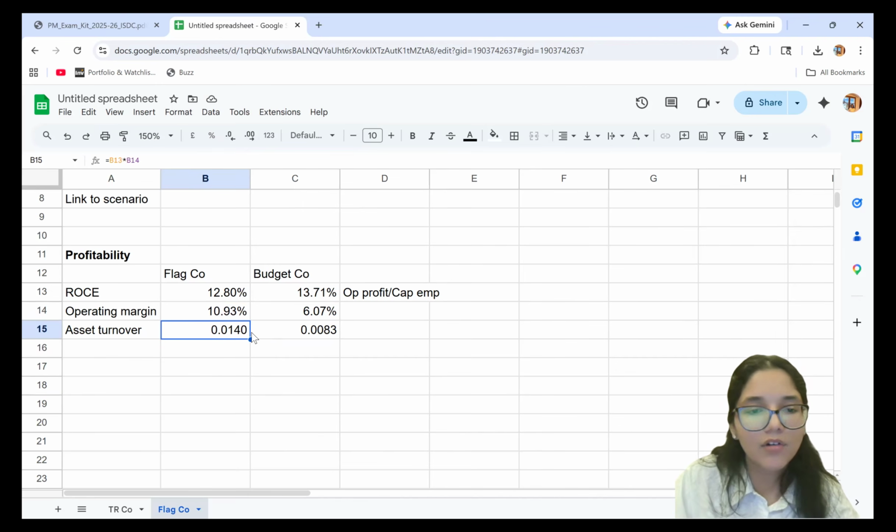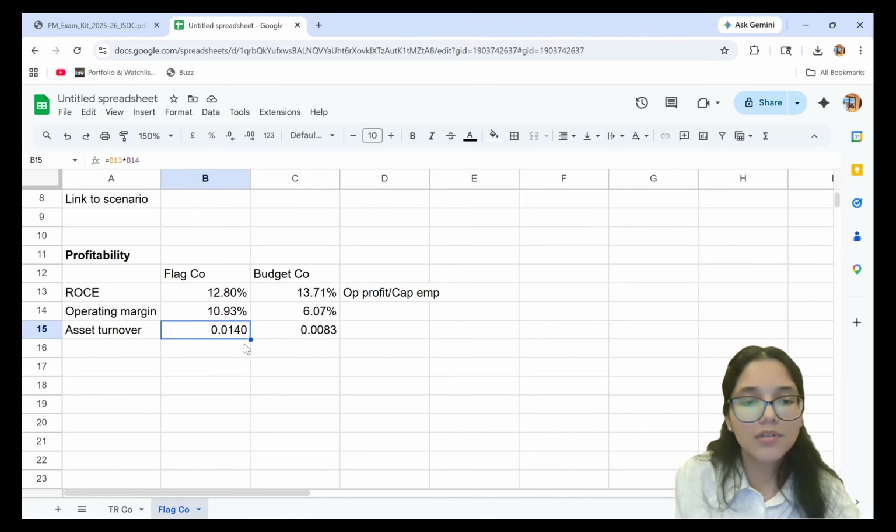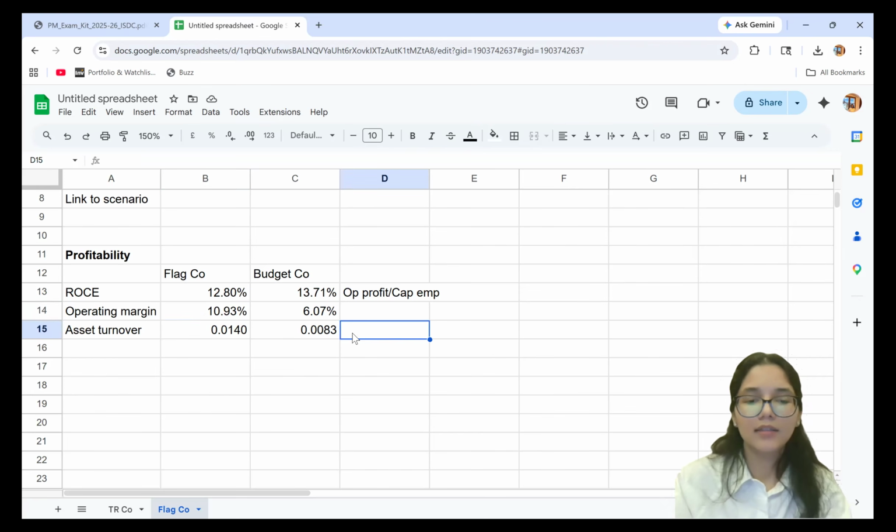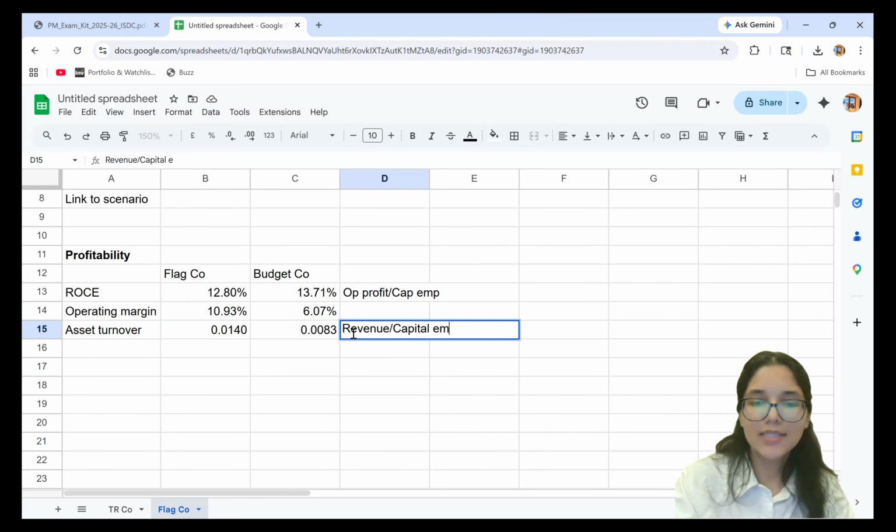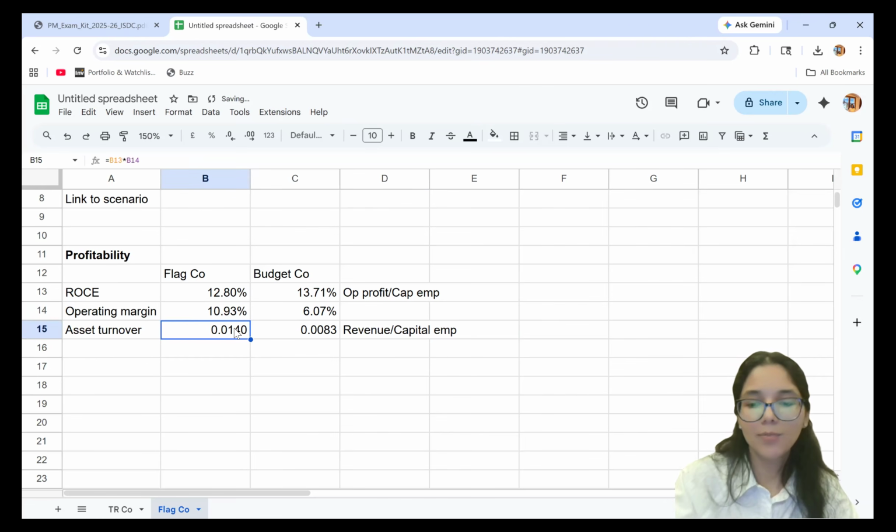Is there anything wrong? The numbers don't seem fine. Capital employed. Sorry? Revenue by capital employed. We can use another for asset turnover. Yeah, let's just use the formula itself, revenue by the capital employed.